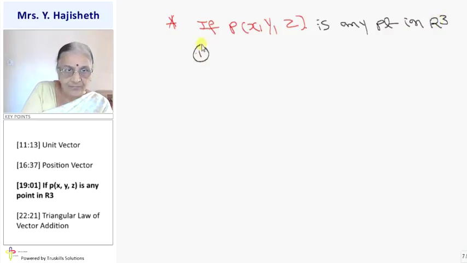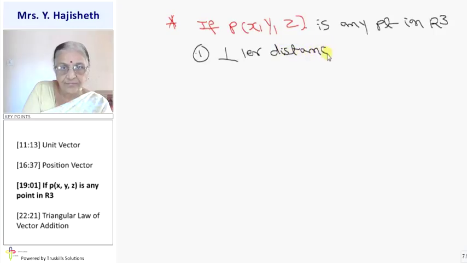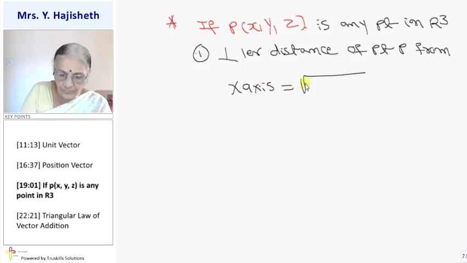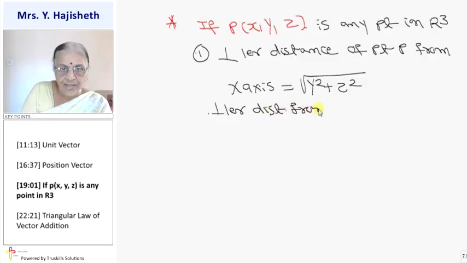then number 1, perpendicular distance, we have learned this, of point P from the x-axis. It is defined as under root y square plus z square. याद आया? Perpendicular distance from the y-axis, second point. It is defined as under root x square plus z square.